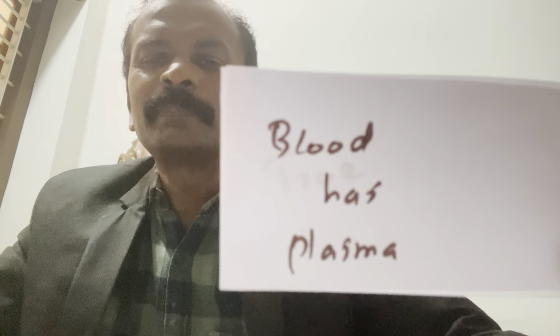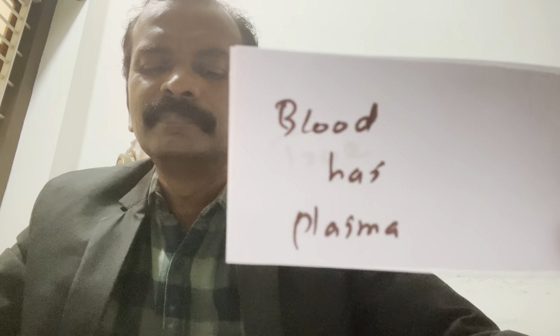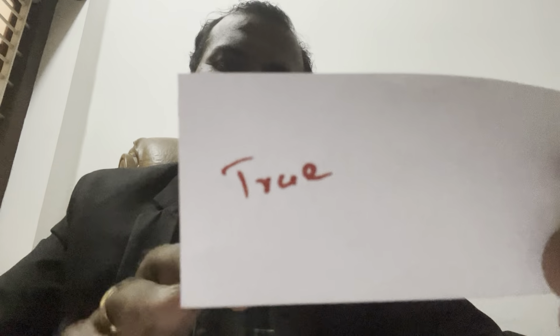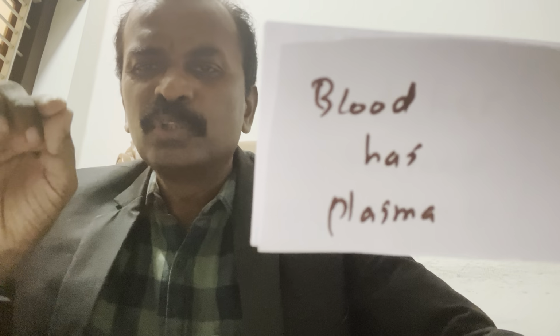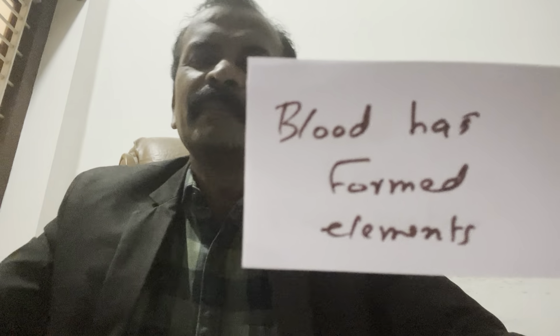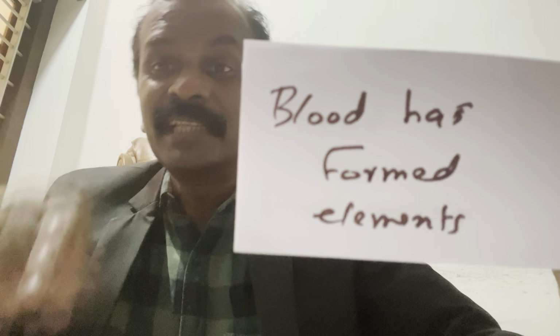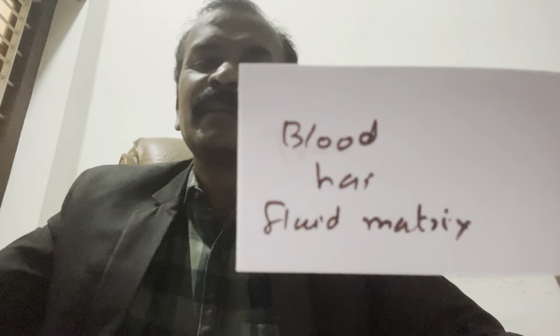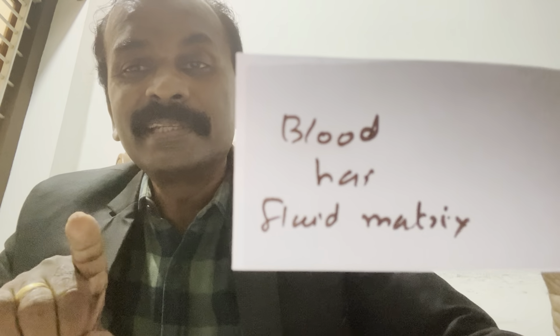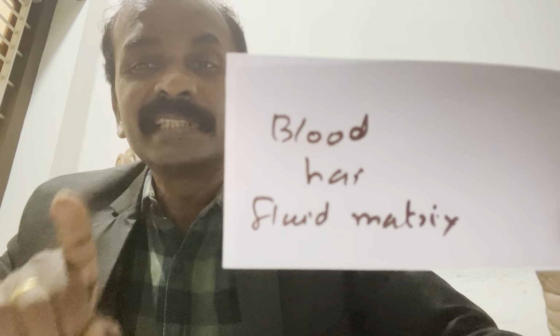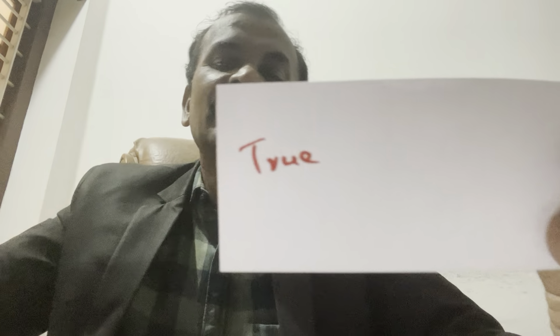So blood has plasma. It is a true statement. So all the three statements of blood: blood has plasma is a true statement, blood has formed elements is a true statement, blood has fluid matrix is a true statement. Be very careful while you are answering these MCQs. Okay? Next.